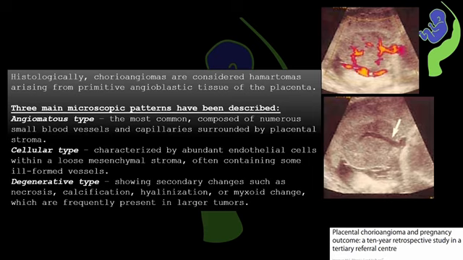In angiomatous type, there can be numerous small blood vessels and capillaries surrounded by placental stroma. In cellular type, there can be abundant endothelial cells within the loose mesenchymal stroma with ill-formed vessels. And degeneration can be necrosis, calcification, hyalinization, and myxoid change.